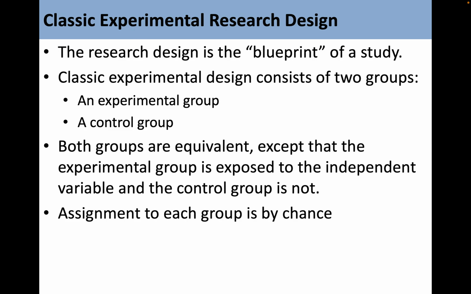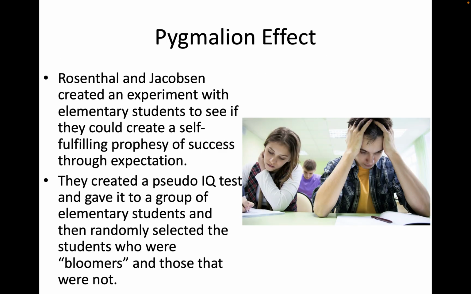The research design is the blueprint of a study. Classic experimental design consists of two groups, an experimental group and a control group. As far as the loneliness research that I'm doing, as far as my dissertation was concerned, I didn't have a control group. I just had an experimental group. Both groups are equivalent, except that the experimental group is exposed to the independent variable and the control group is not. And of course, that's not the type of research that I'm doing. This is a classical experiment. Assignment to each group is by chance, of course.